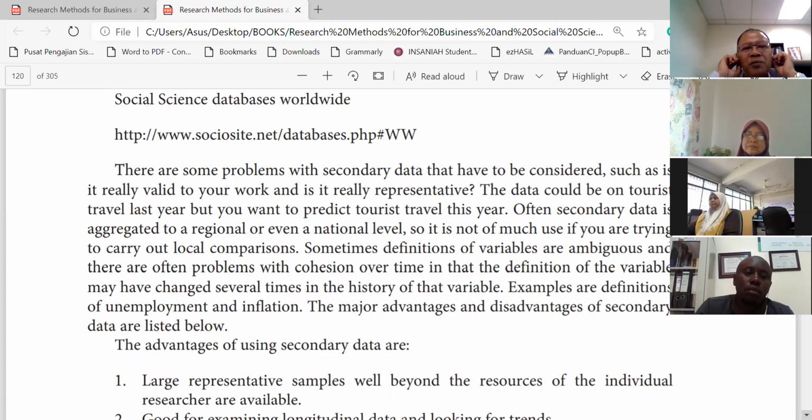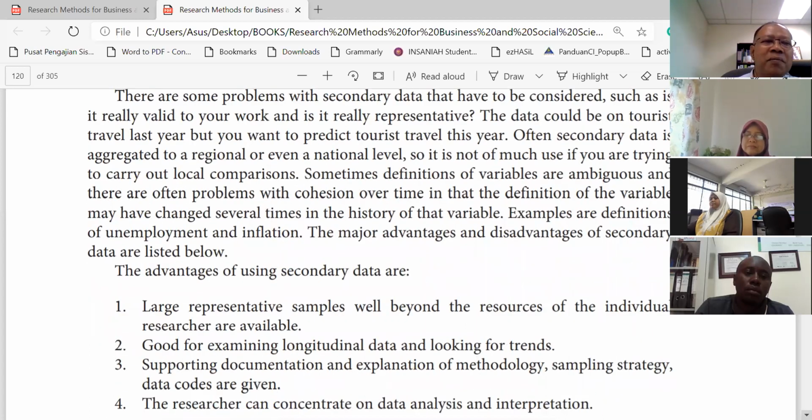However, there are some problems with secondary data, such as whether the data is valid because it was collected by someone else, right? And sometimes the problem is that the definitions of variables in the data are ambiguous. For example, economics data, balance of payment, okay? The definitions of balance of payment by different institutions are different, so we are not very clear about the definition of certain variables.